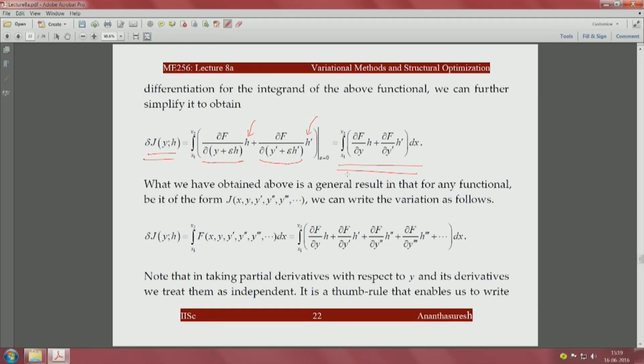You are taking dou f by dou y times h, dou f by dou y prime times h prime. Similarly, if you have y double prime in the integrand, then there will be dou f by dou y double prime times h double prime. Y triple prime, if we have, this will be dou f by dou y triple prime times h triple prime, but that is following from the Gateaux variation, especially the operationally useful definition that we discussed. So, these operations you should be comfortable with.